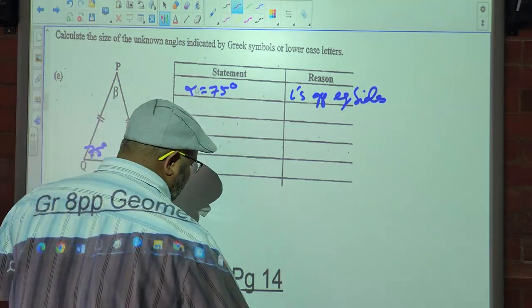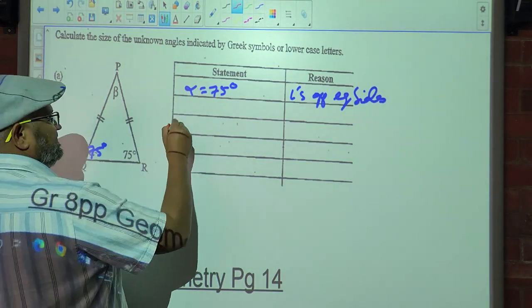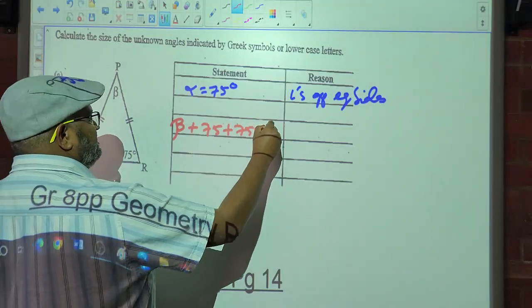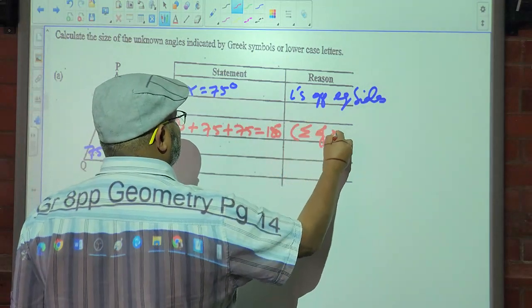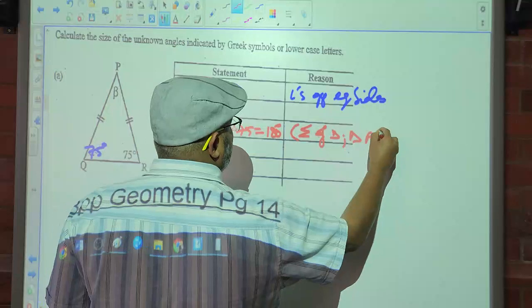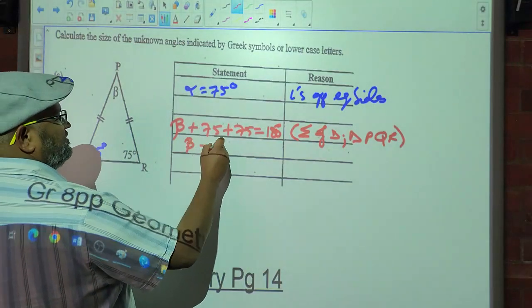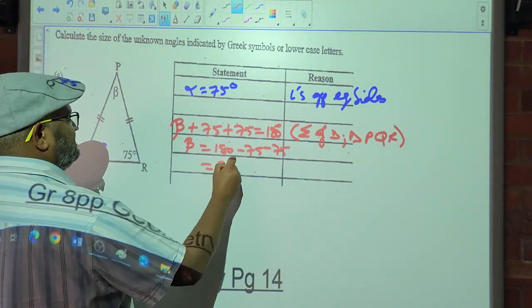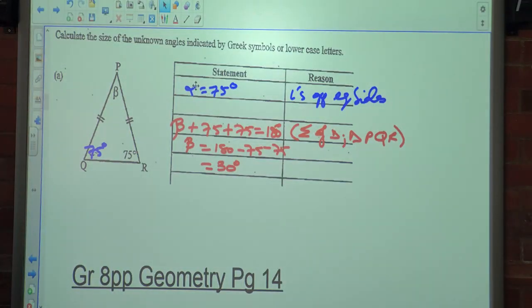And then how can we calculate beta? Sum of triangles. So beta plus 75 plus 75 equals 180, sum of triangles. That is triangle PQR. Okay, so beta is equal to 180 minus 150, which is 30 degrees. Is there any confusion there? No.